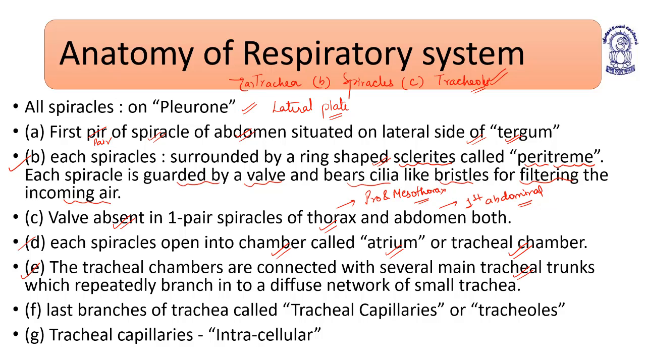There are so many tracheal chambers which finally merge into several main tracheal trunks, which repeatedly branch into a diffuse network of small trachea. So each tracheal chamber is connected with the main tracheal trunk, and several tracheal trunks give off different branches for the diffusion of gases, of small trachea.